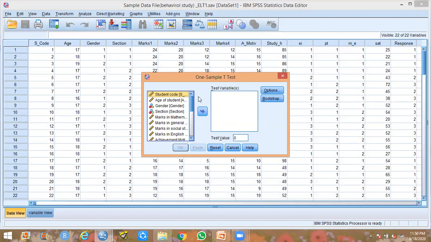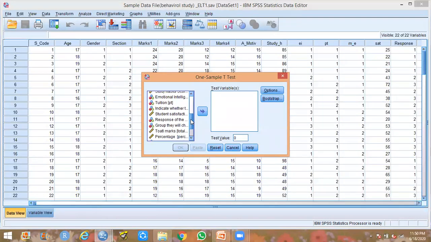So what is your test variable actually? My test variable is the percentage of marks, that is academic performance. Now you click on that percentage. Now this is your variable. What is the test value? Our interest is to test whether the marks are 75% or not. That's why you should plug in the value 75 here.